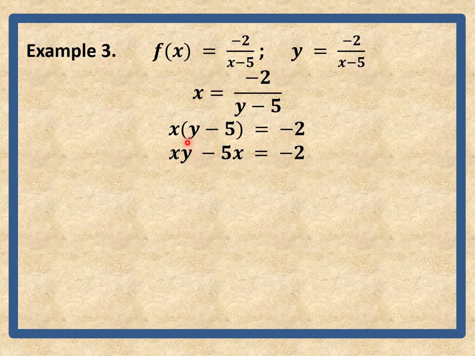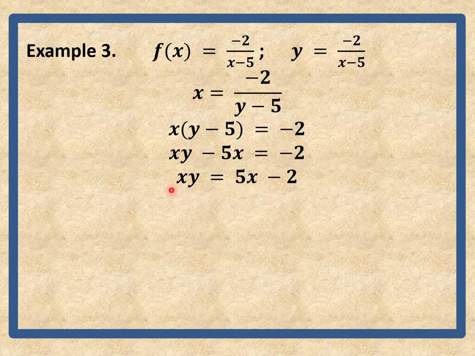Okay, we are just looking for the value of y here, so it has to be singled out. How are we going to do that? xy minus 5x is equal to negative 2. Negative 5x must be transposed to the right. Then it becomes 5x minus 2.